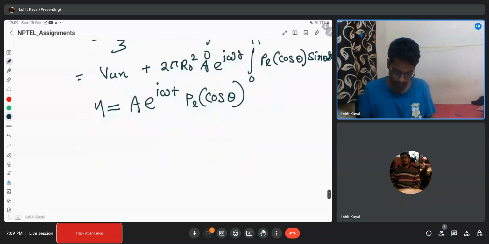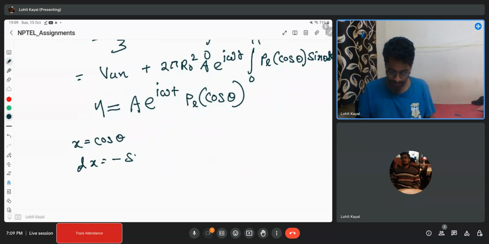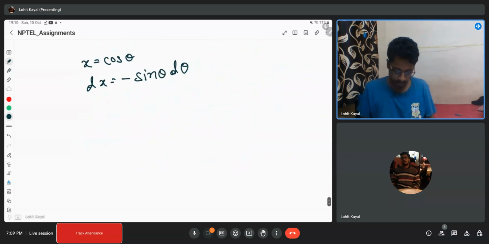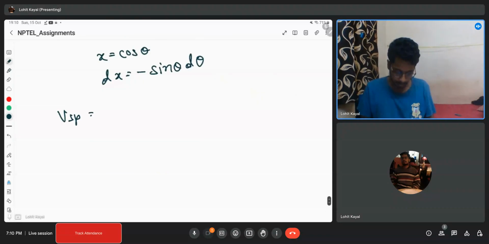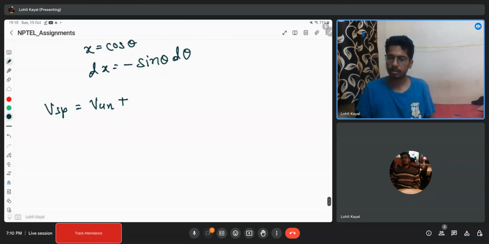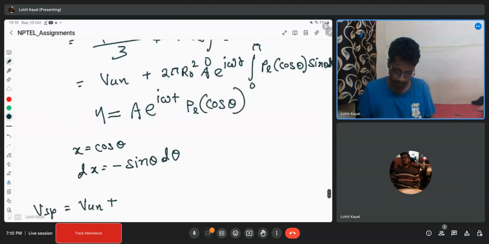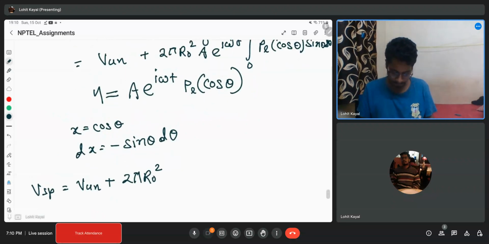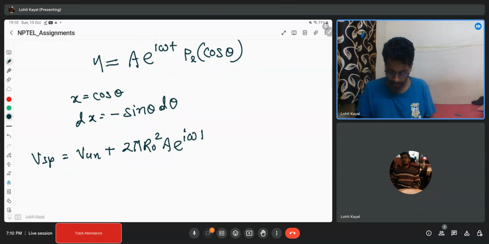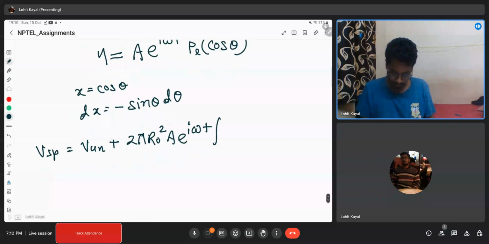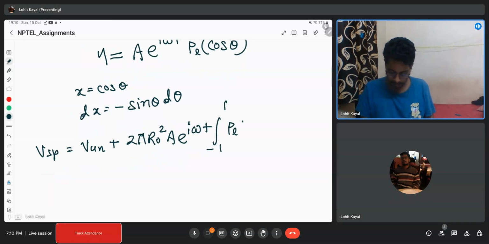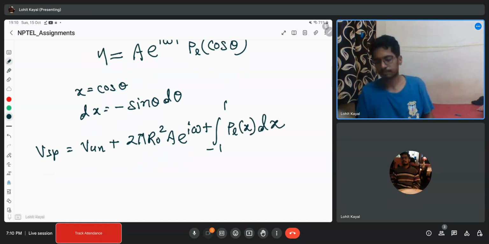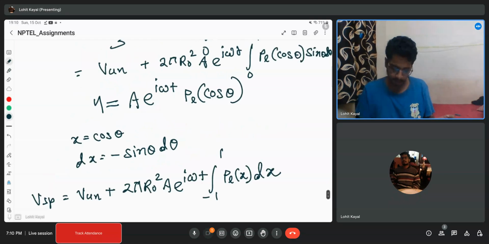Now let us substitute x equal to cos theta. So we'll get dx equal to minus sine theta d theta. So we will get V_SP equal to V_UN. Remember, V_UN is the volume of the unperturbed sphere, plus 2 pi r naught square into a into e to the power of i omega t, integral from minus 1 to 1 of P_L(x) dx. Okay, this is the formula. So if you just substitute it, you will get it.